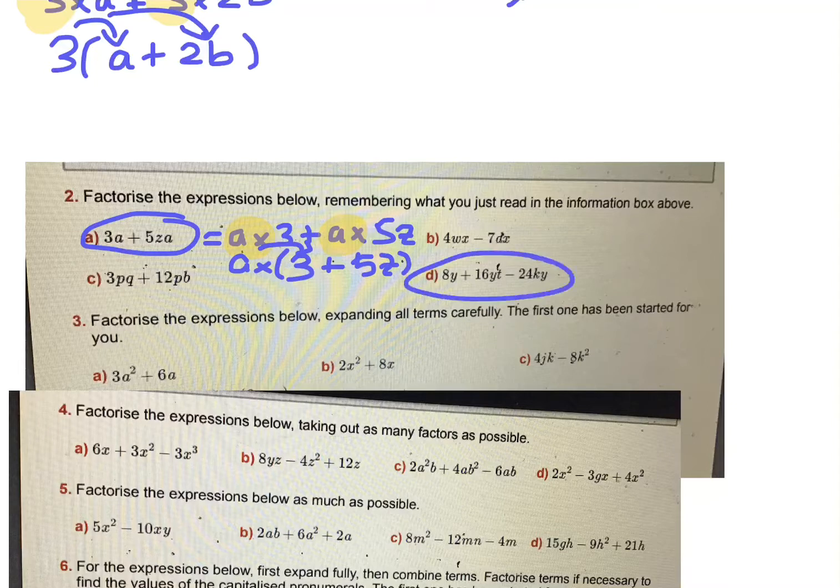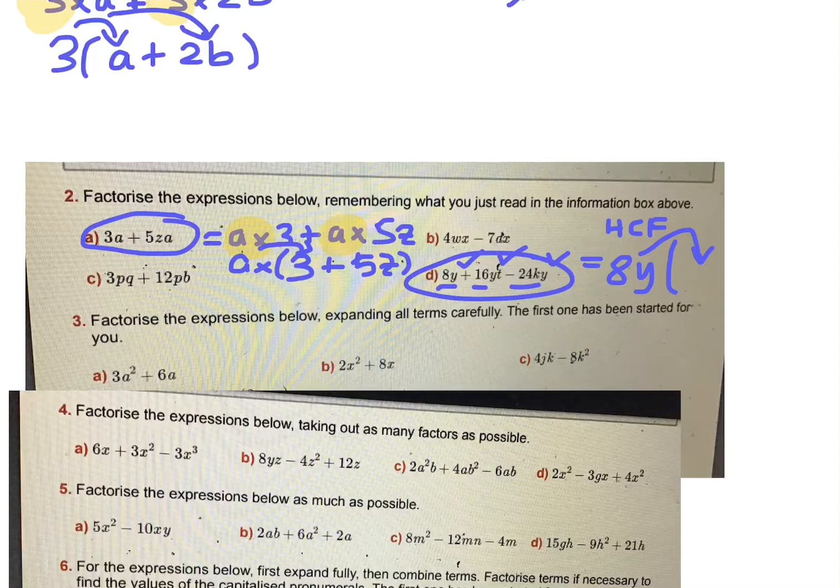Okay, so we'll just look at D. So what's common in 8, 16 and 24? You've got to get the highest common factor, remember? So no, it's not 2, not 4. Okay, is it 4? Oh, 8. 8 is the biggest thing. Okay, then you have, oh, look, we've got a letter. Do we have any letters in all of them? Yeah, we have a y. So we have 8y. So 8y times what gives you 8y?